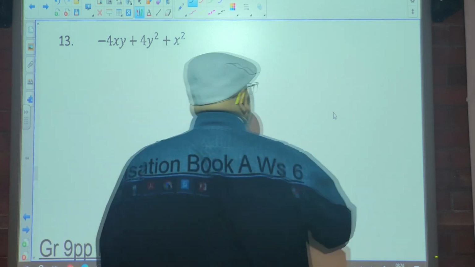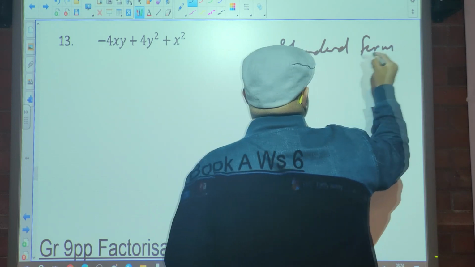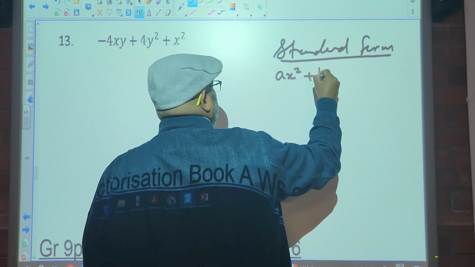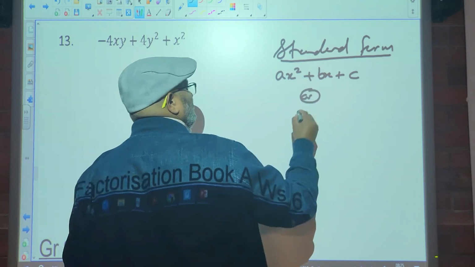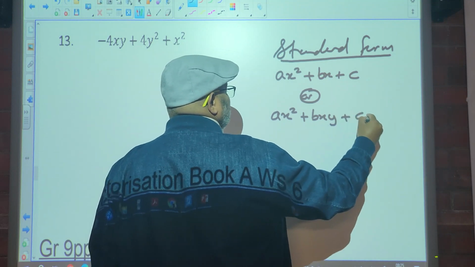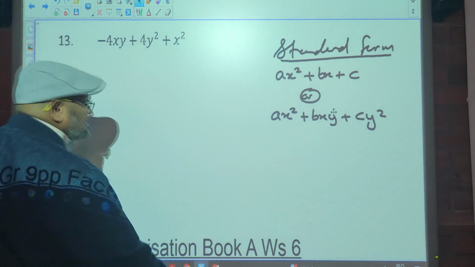So, just to make a note, the standard form of the trinomial must be in the form of ax squared plus bx plus c. Or if it's x and y, it will be ax squared plus bxy plus cy squared. That's the standard form of a trinomial. If it's not in standard form, we must then write it in standard form. You guys understand? So the first step is I need to write this in standard form.